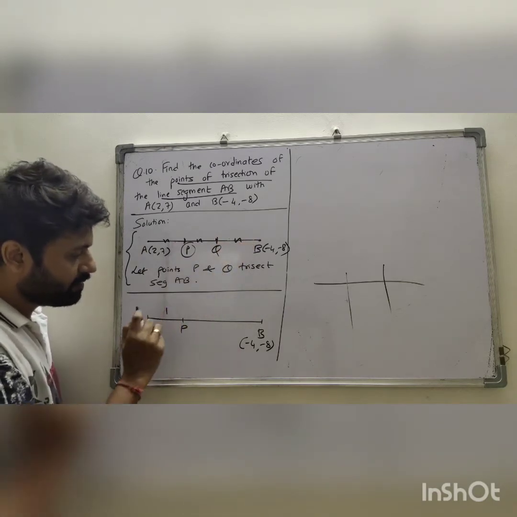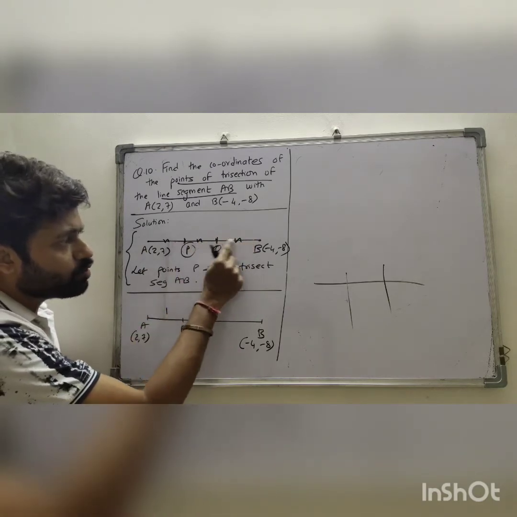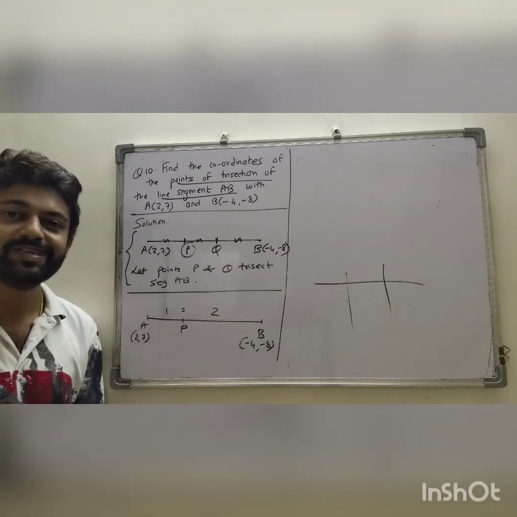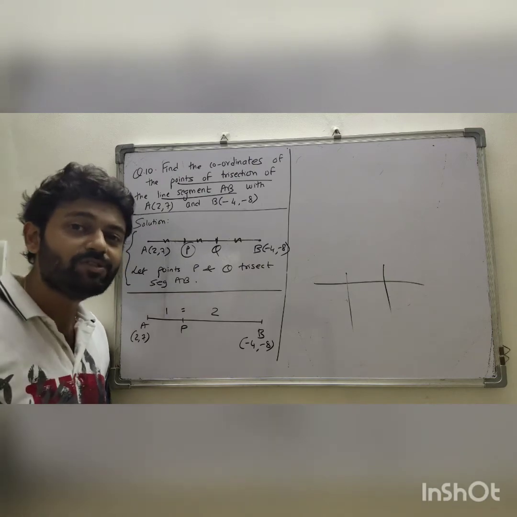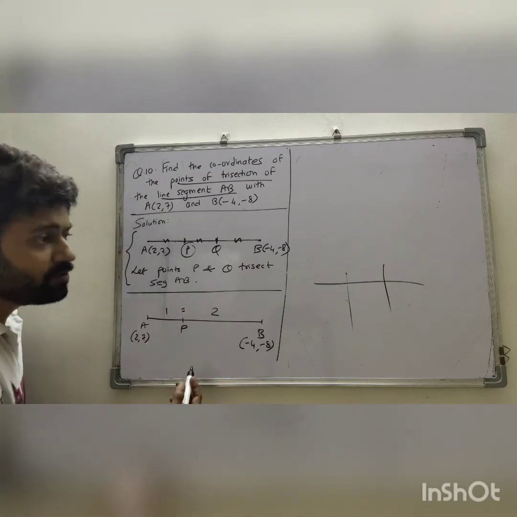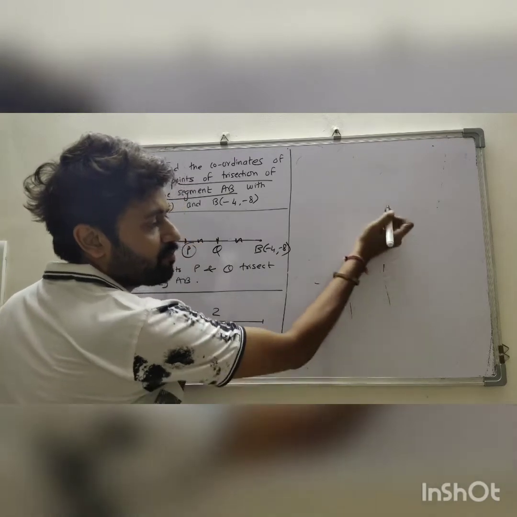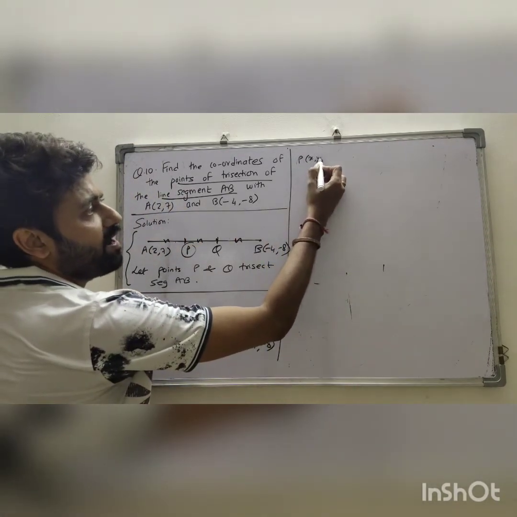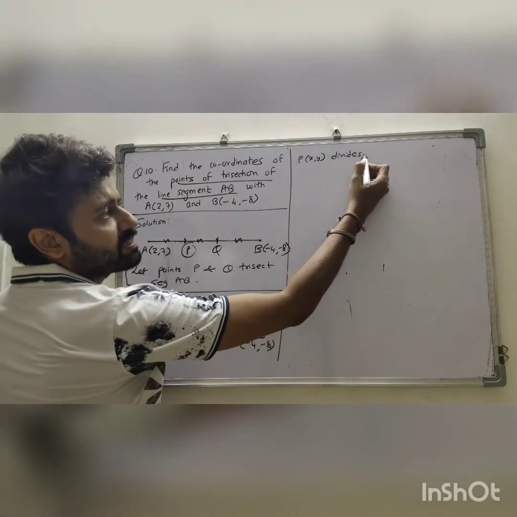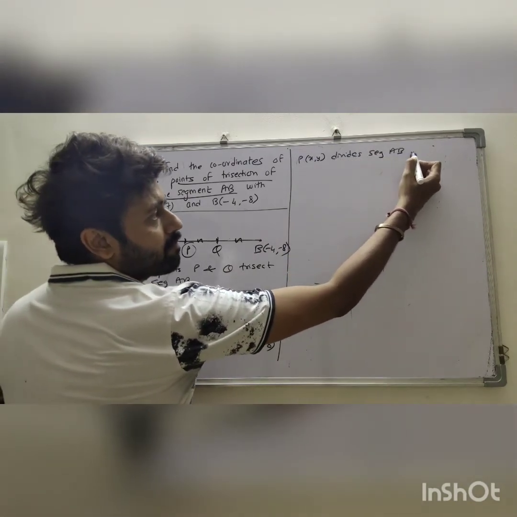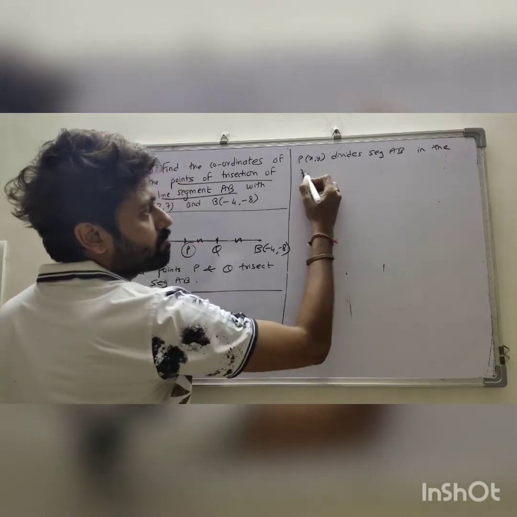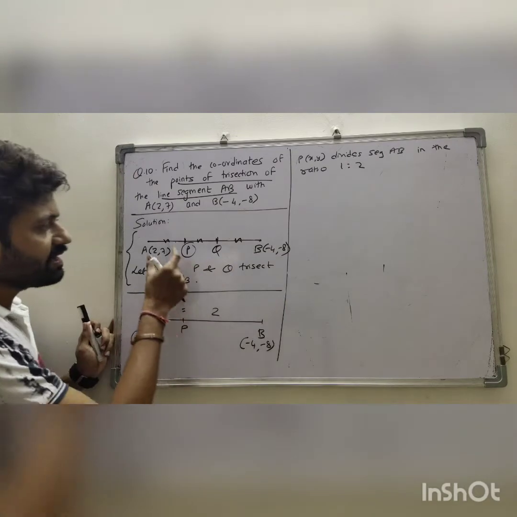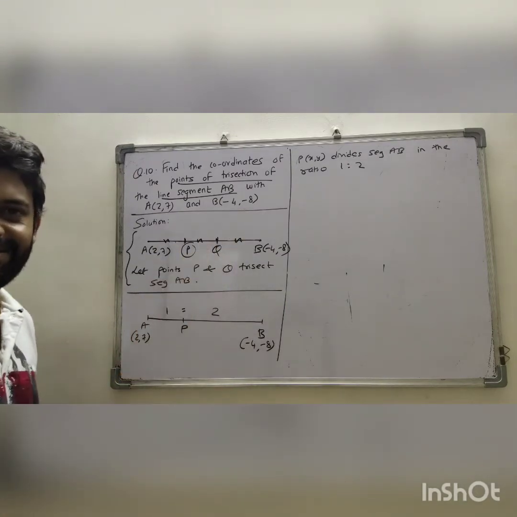AP is taking 1 part. PB is taking 2 parts. So ratio क्या बन रहा है पता है? 1:2. Yes, students, we will use section formula. And so I am revising section formula for you. P x comma y divides segment AB in the ratio 1:2. This is clearly seen from the diagram.